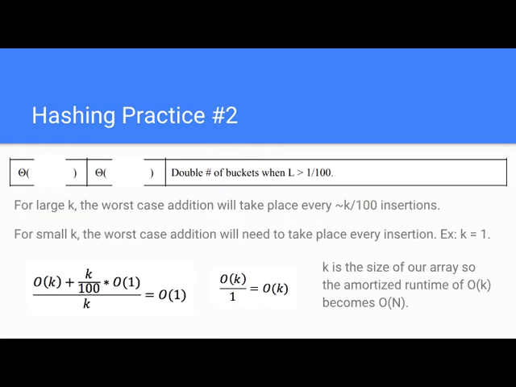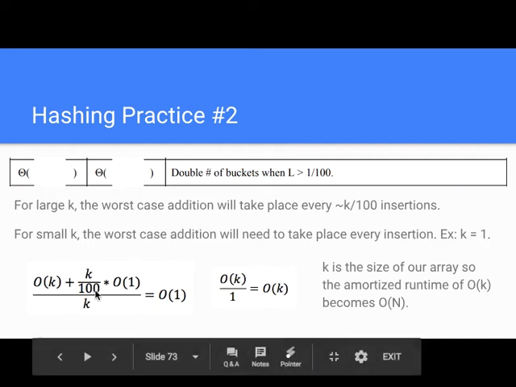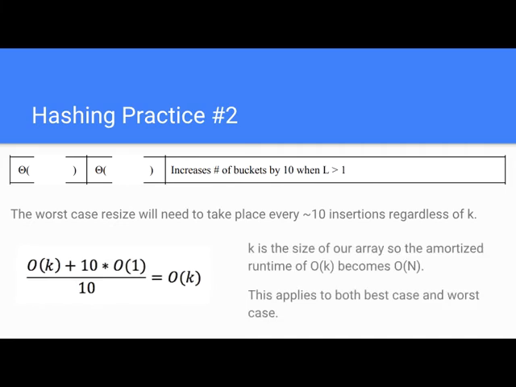Yes, you're right. It would be k over 100, but it also depends on how you define your problem for amortized analysis. In this case, it should be k over 100. But if I wanted to do k, it would also work, and we'd still get the same answer. Yes, exactly, the numbers will all cancel out. Okay, any questions besides this one? We're going to go on to the next one.